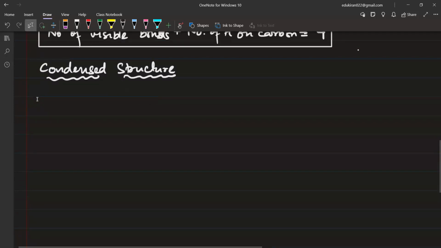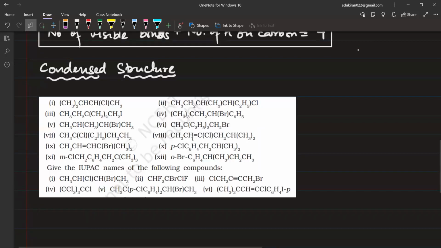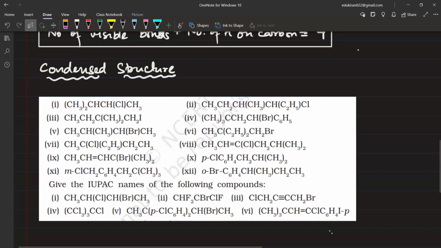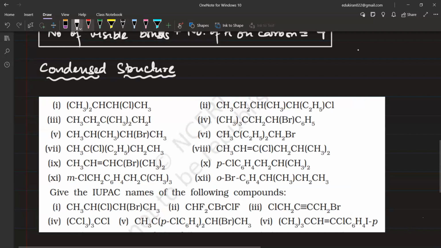You see, in condensed structure, you will rarely see any bond. For example, if you see from the starting, from 1 to question number 12, you don't see any bond, right? Can you see any bond? Yes or no? No, you cannot see any bond, but you are going to see bonds only if there's a triple bond or if there's a double bond. Otherwise, when there is a single bond, you're not going to see any separate or visible bonds at least.